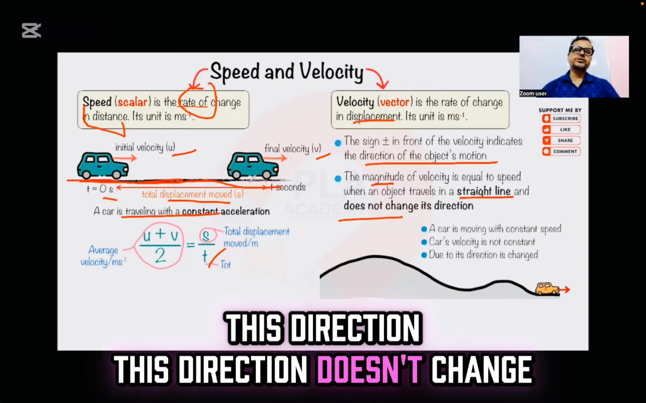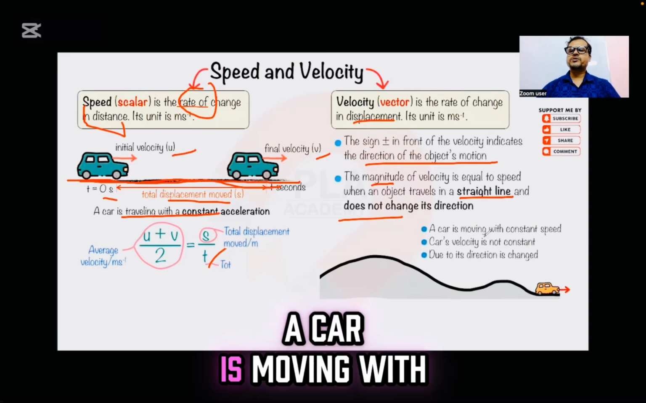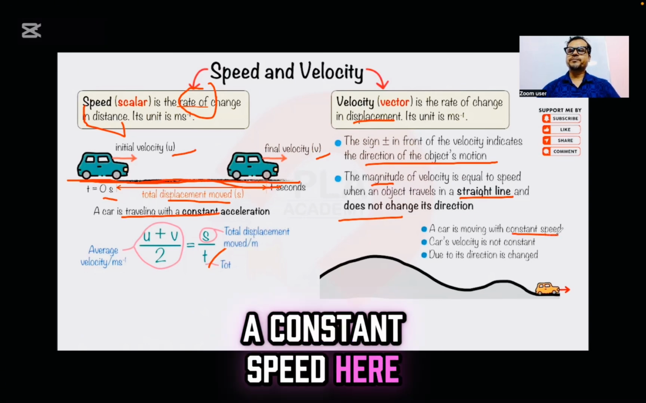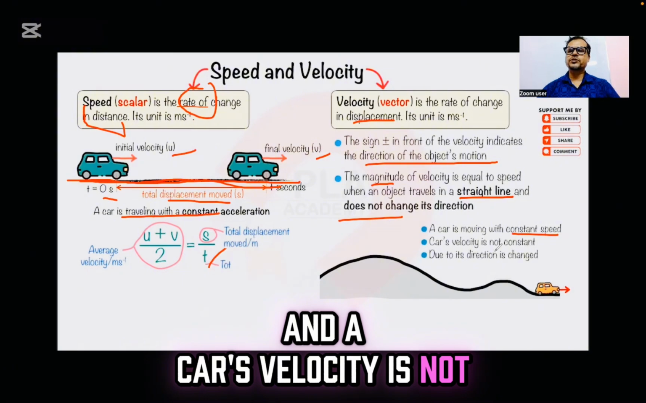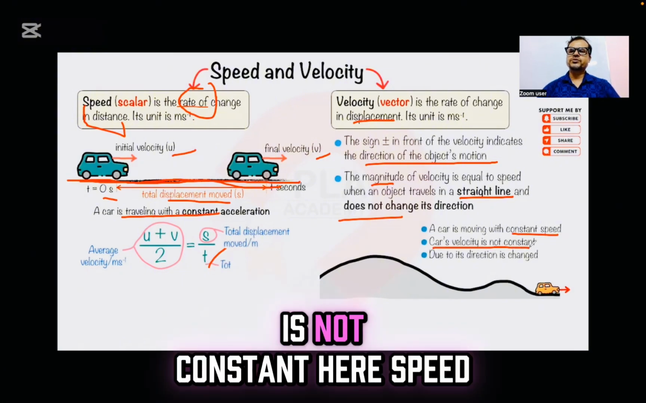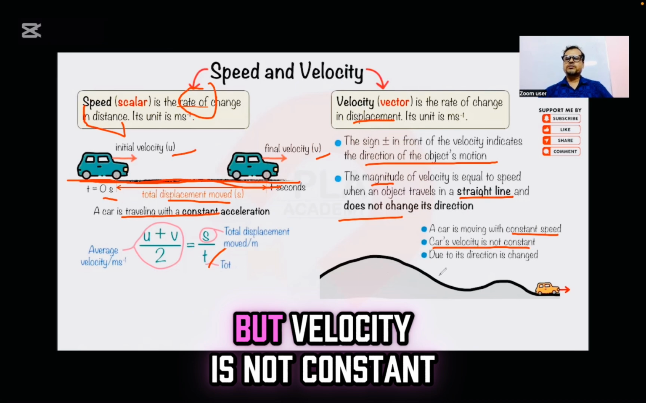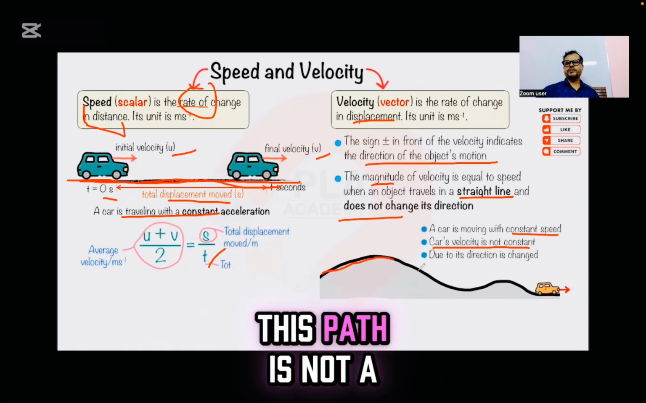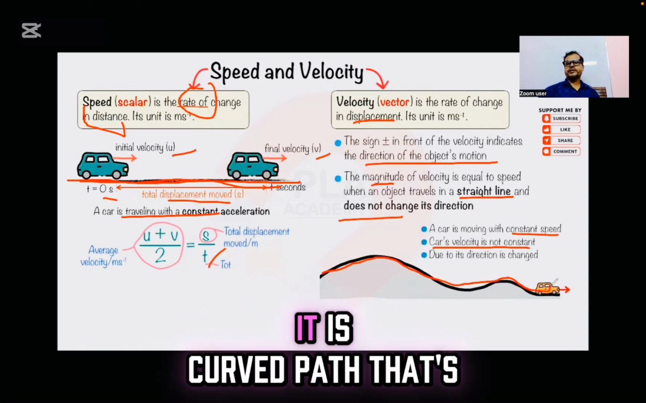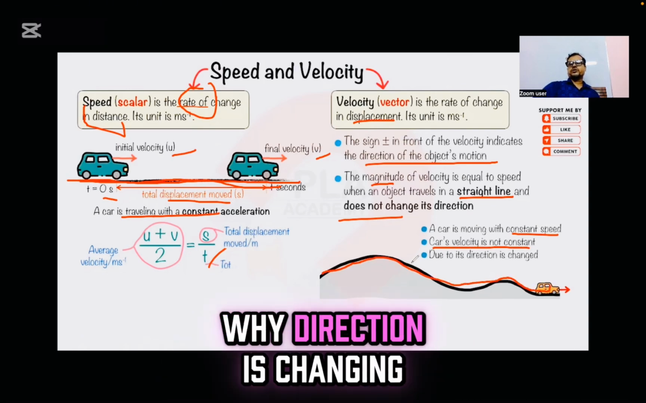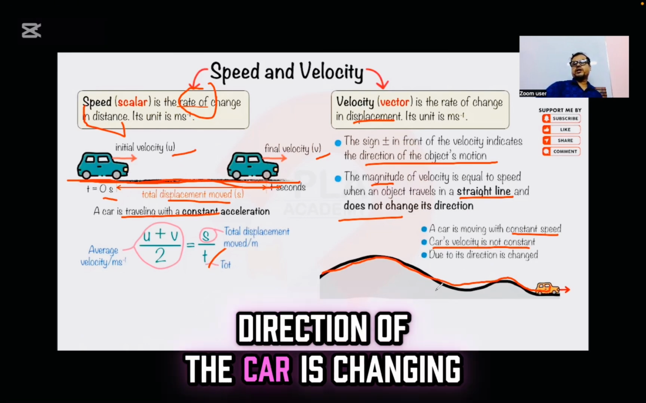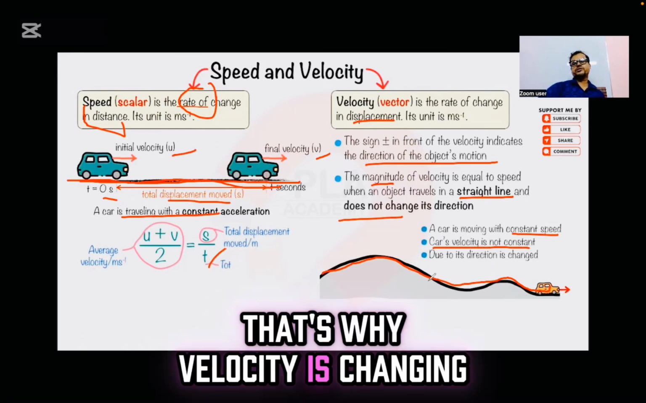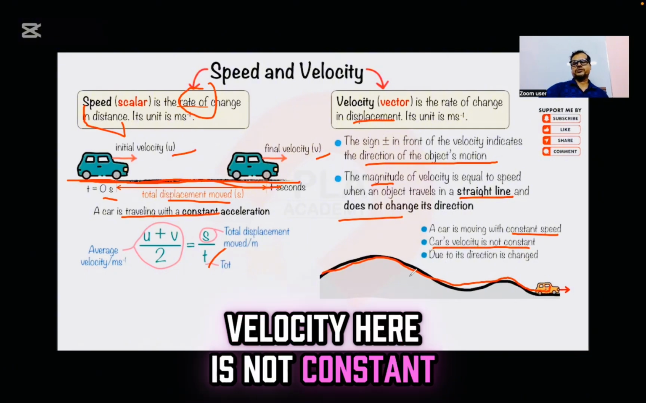This direction doesn't change. Here a car is moving with constant speed, but the car's velocity is not constant, because this path is not a straight line. It is curved, so the direction of the car is changing. That's why the velocity is changing. Velocity here is not constant.